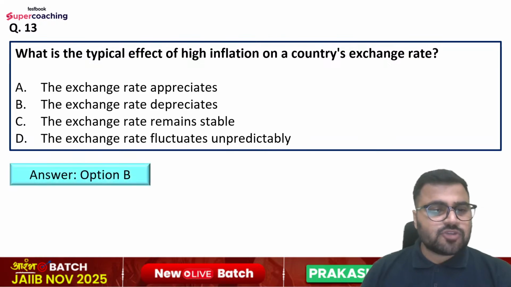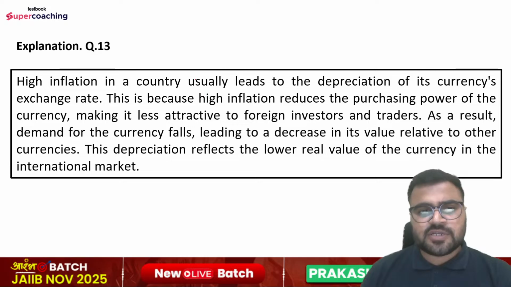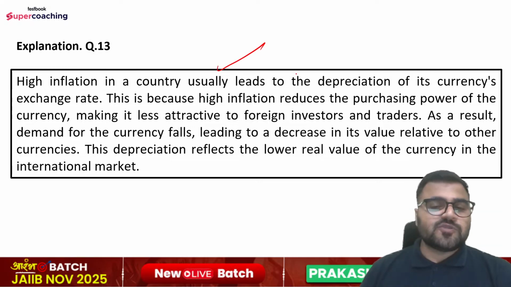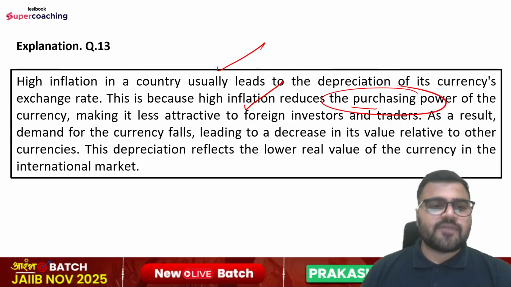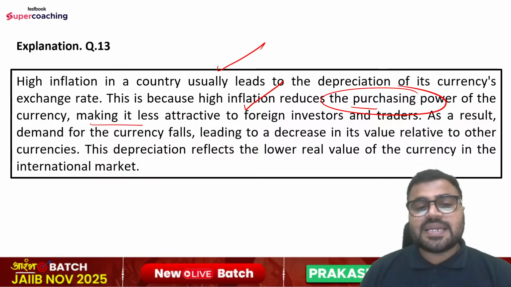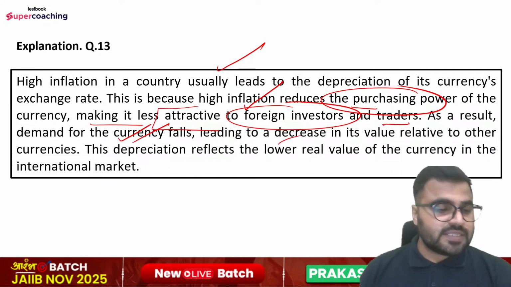So right answer is option number B here. That is, the exchange rate depreciates. So due to inflation in the economy, the exchange rate depreciates. You can read the explanation as well: high inflation in a country usually leads to the depreciation of its currency's exchange rate. This is because high inflation reduces the purchasing power of the currency, making it less attractive to foreign investors and traders. As a result, demand for the currency falls, leading to a decrease in its value relative to other currencies.